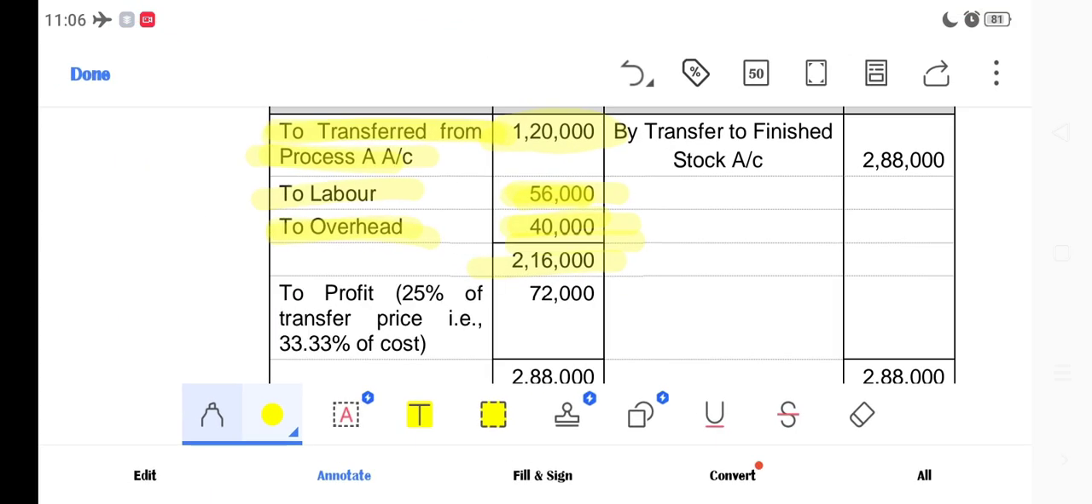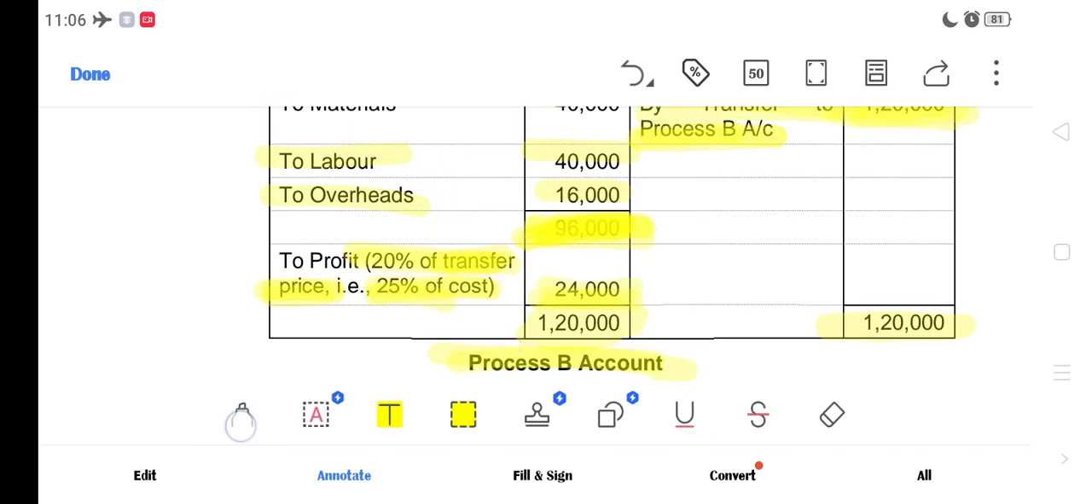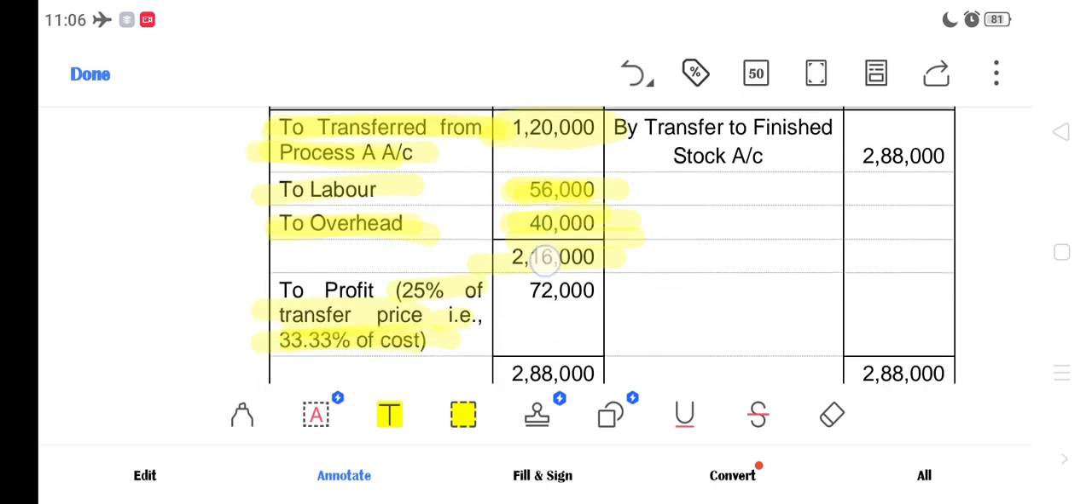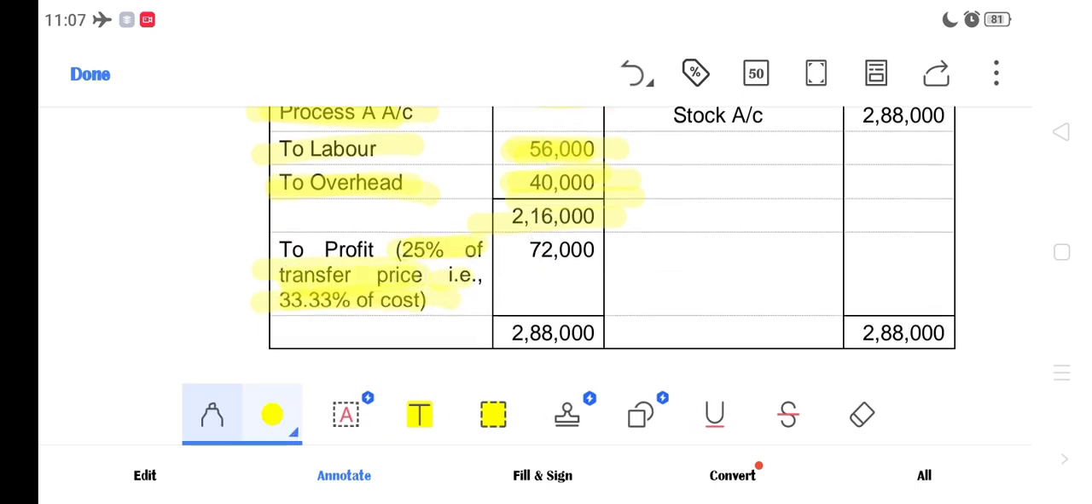Here also transfer price. So 25% on transfer price, which means 33.33 percentage of cost. Here what? 20% on transfer price, which means 25% of cost. Then what is 25% of transfer price? 33.33% of cost. Now what is cost? 2,16,000, no? So upon 2,16,000 you apply 33.33 percentage, you get this 72,000.